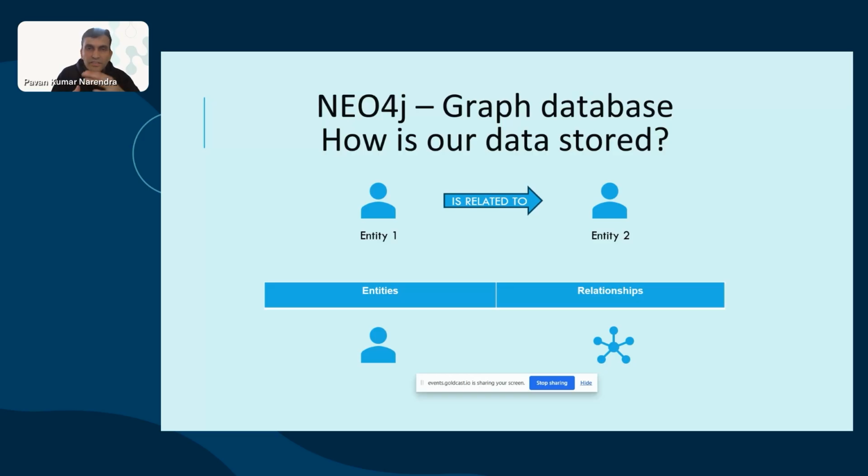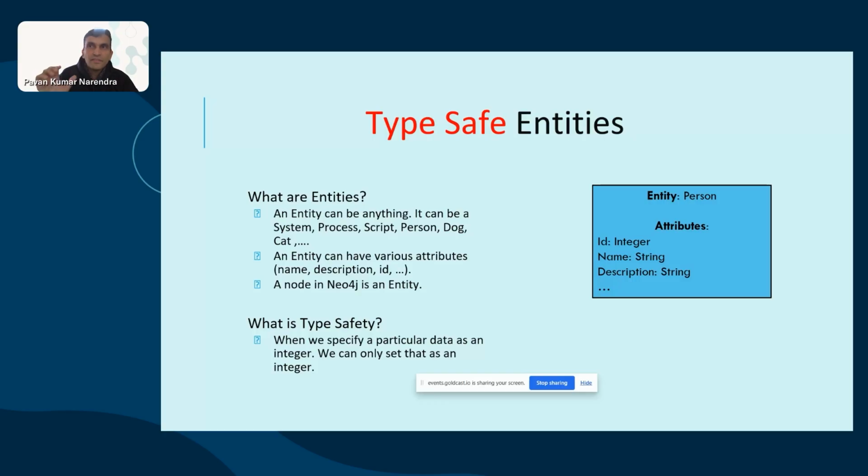So what does our data management layer do on top of this? Our data management layer enforces something called type safety, and in the Neo4j database, it's only optionally type safe. So for example, what is type safety? First, let's understand what an entity is. An entity can be anything. It can be a system, a process, a script, a dog, a cat, you get the drift. And every entity has attributes. It can have an identifier, a name, a description.